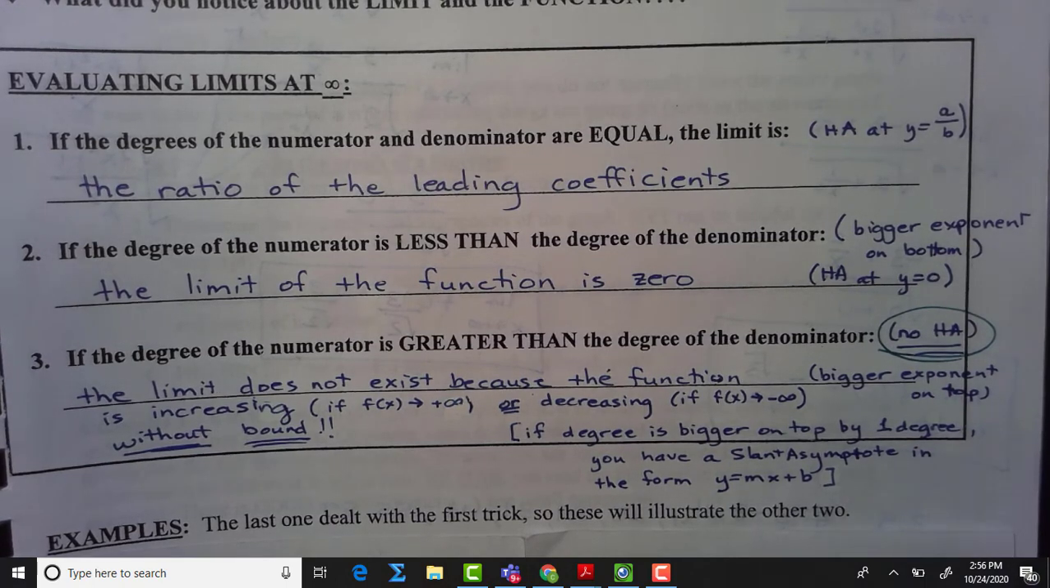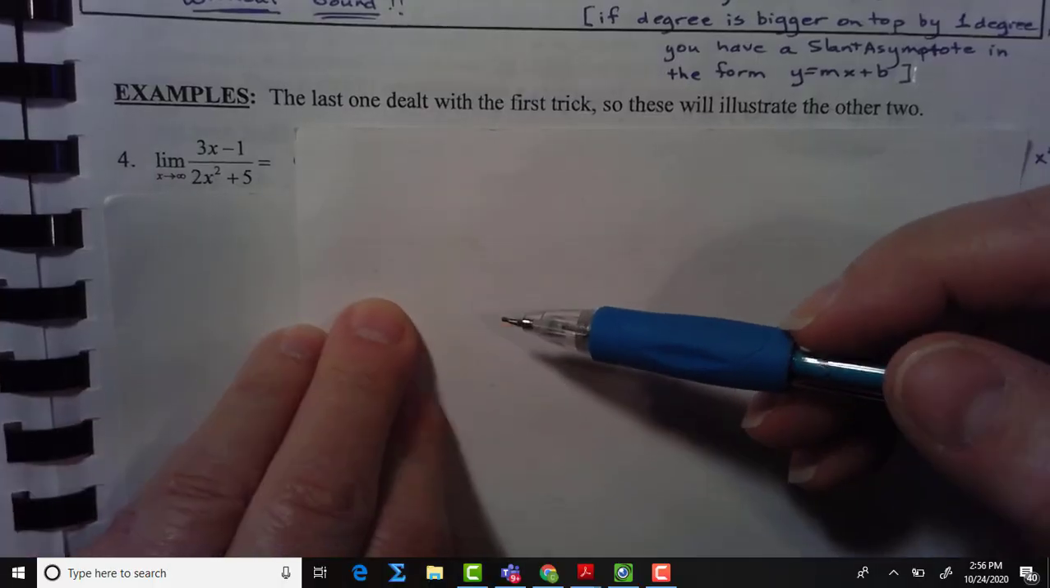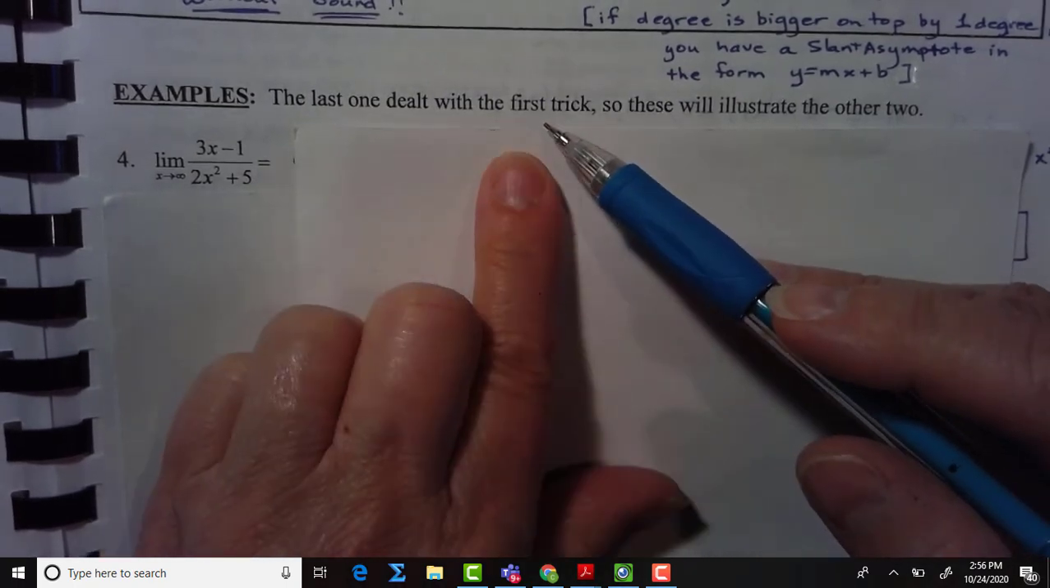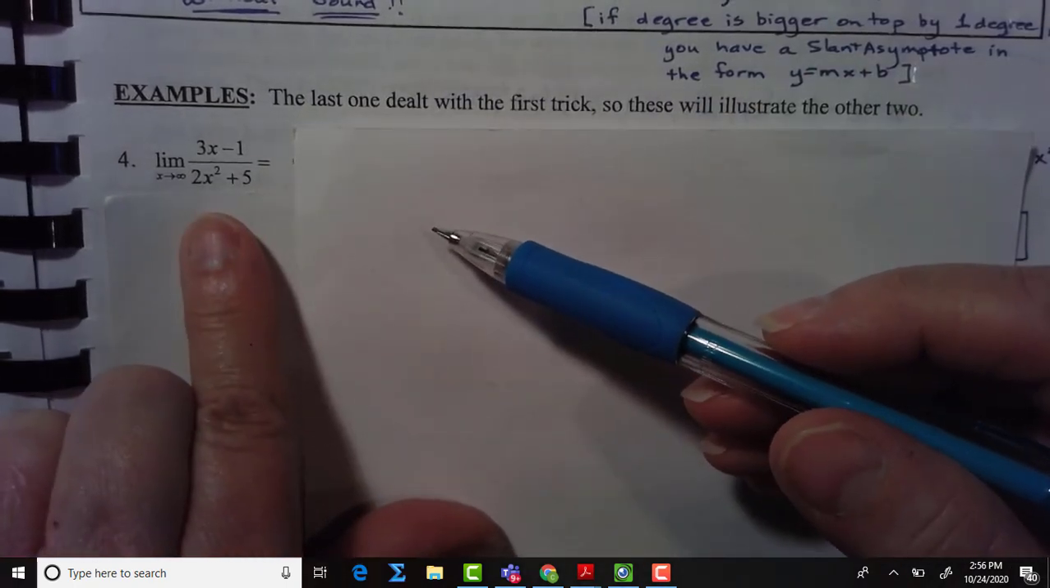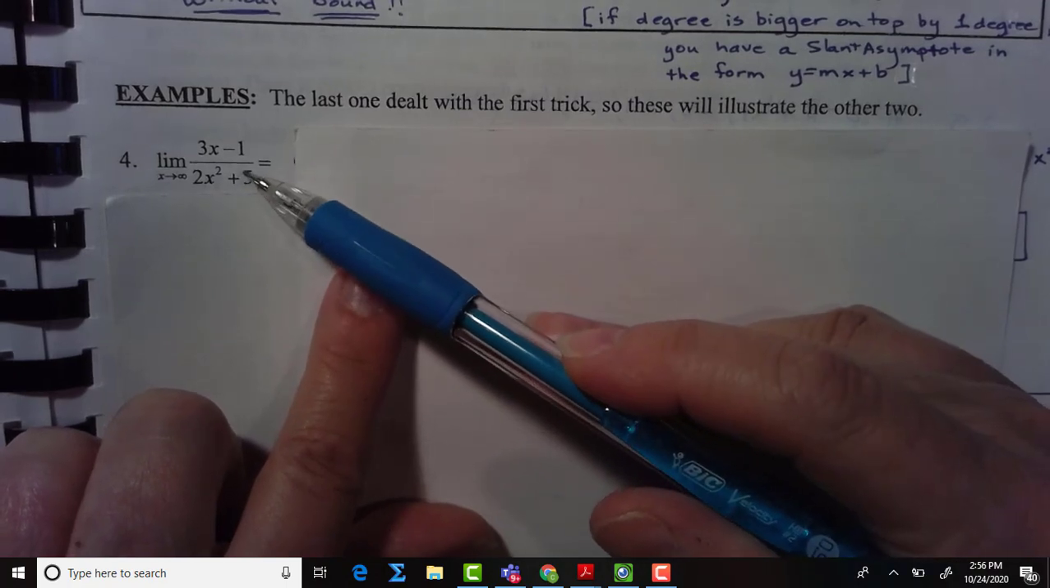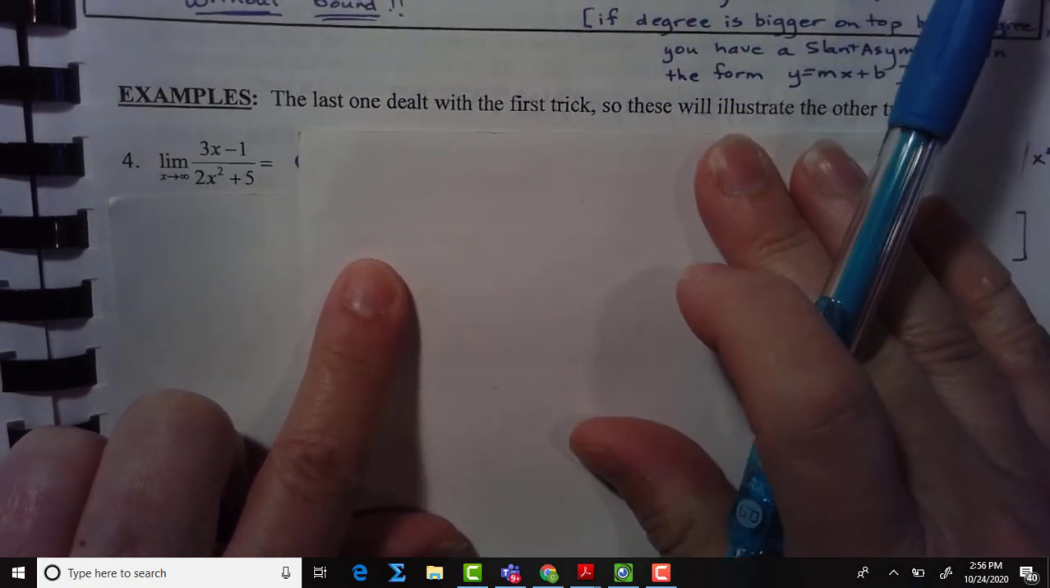So we're going to look at some more examples. The last example dealt with the first property here. So let's look at this one here. Notice bigger exponent on bottom. So bigger exponent on bottom, the limit should be 0.